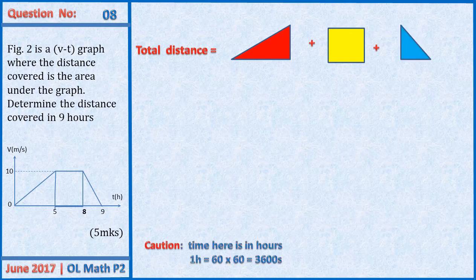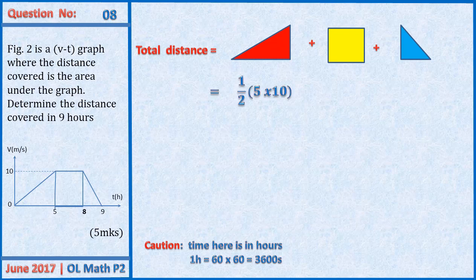For the first triangle, the area is given by half base times height. But there is something you must take into consideration here. The speed is given in meters per second, but the time is given in hours. So you must convert the time in hours into seconds before you use it. Or if you use the time in hours, at the end you convert to seconds, knowing that 1 hour is the same as 60 minutes times 60 seconds. That gives us 3,600 seconds. So 1 hour is 3,600 seconds.